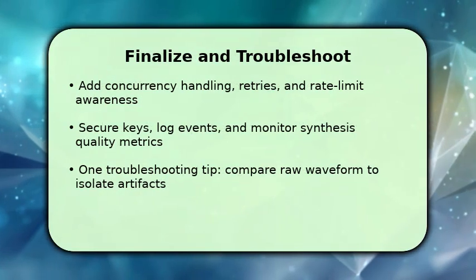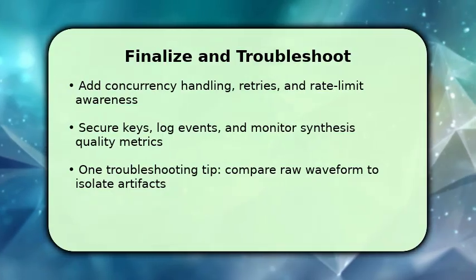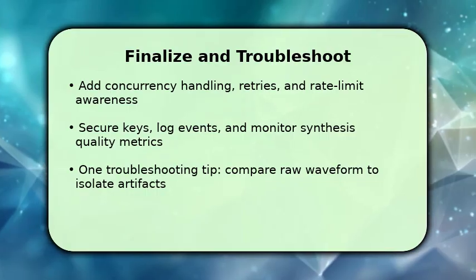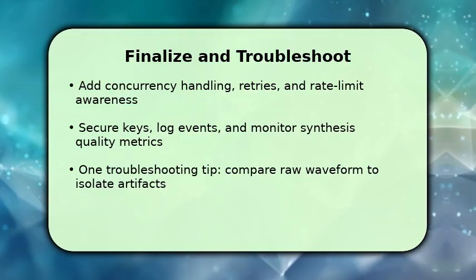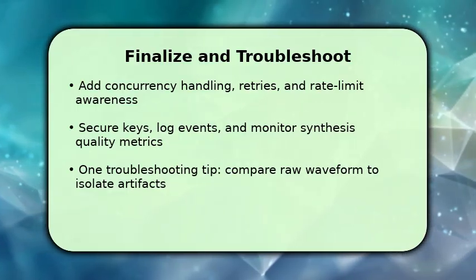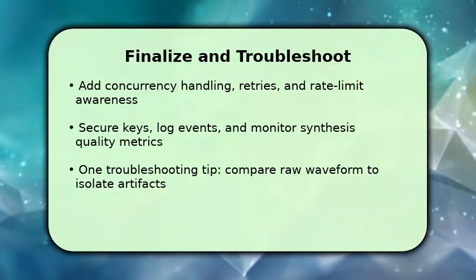Finish by hardening the bot. Add concurrency controls, exponential backoff for API limits, and graceful error handling. Make sure credentials are encrypted and rotate keys regularly. Logging and lightweight metrics will tell you when voice quality drifts.